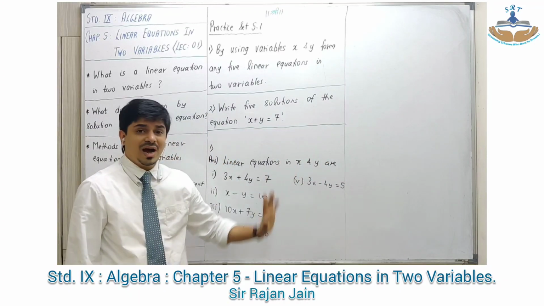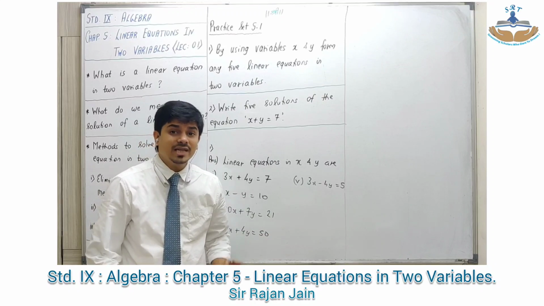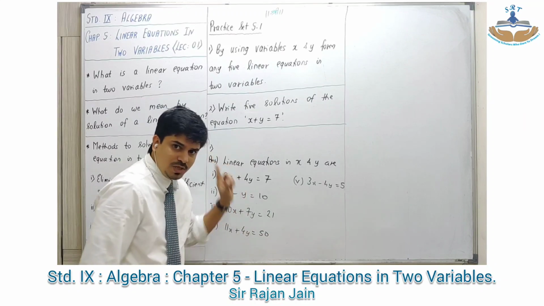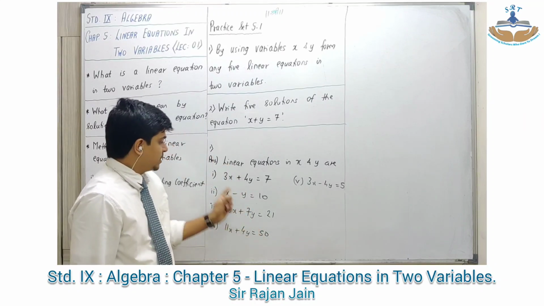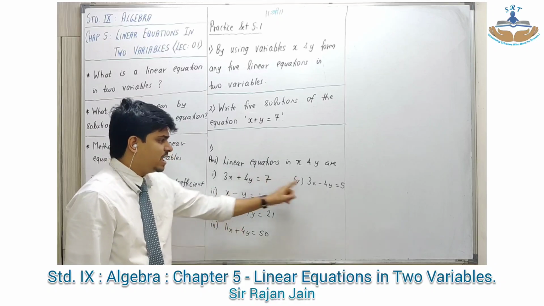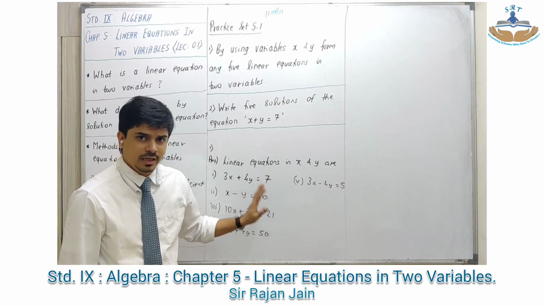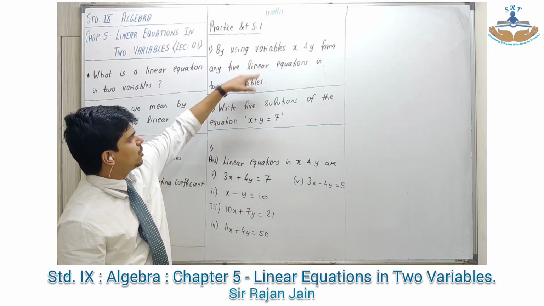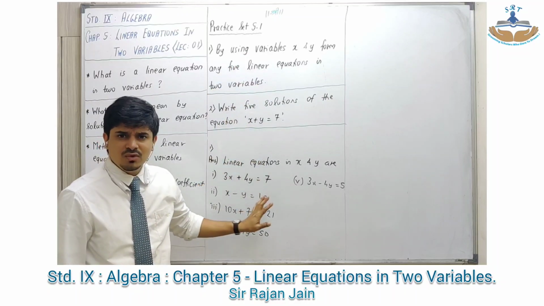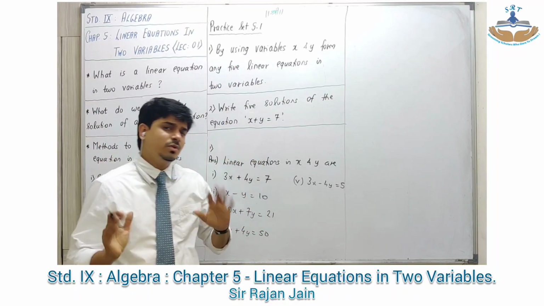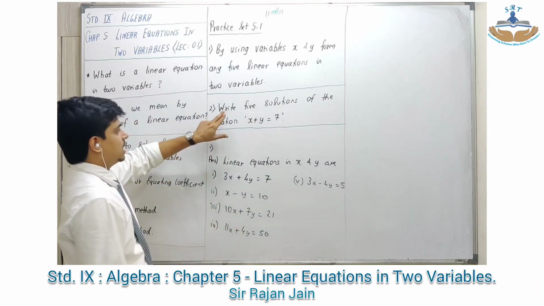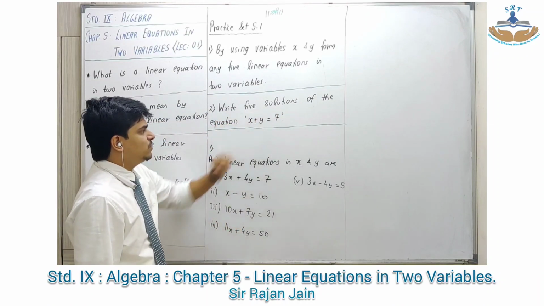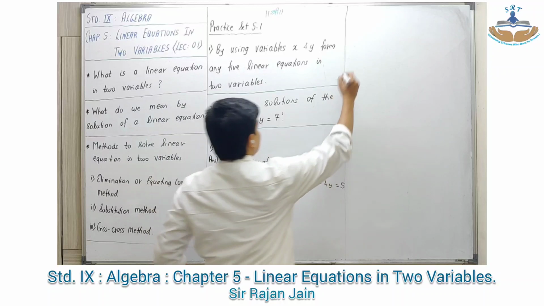So any 5 equations you are supposed to write. Condition क्या है कि it has to be a linear equation and there should be only these two variables x and y involved over there. Clear? So this is the answer for your question number 1. Are these the only 5 equations? No, you can put any equations that you want. Okay? Now next, write 5 solutions of the equation x plus y equal to 7.